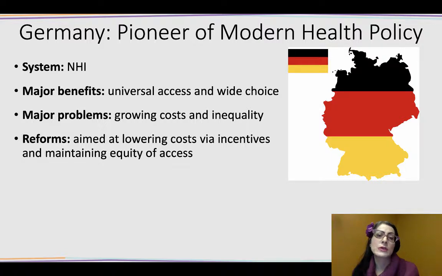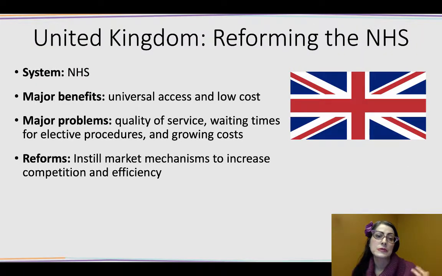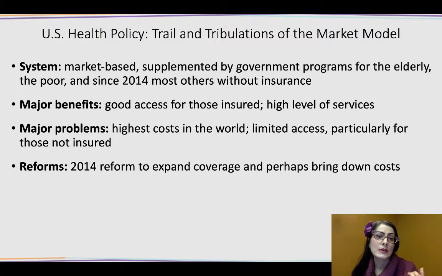Okay, Germany and the NHI, your book has a case study on that, so please take a look at that. And NHS in the United Kingdom, please have a look at that in your book. And the US, please take a look at that in your book.